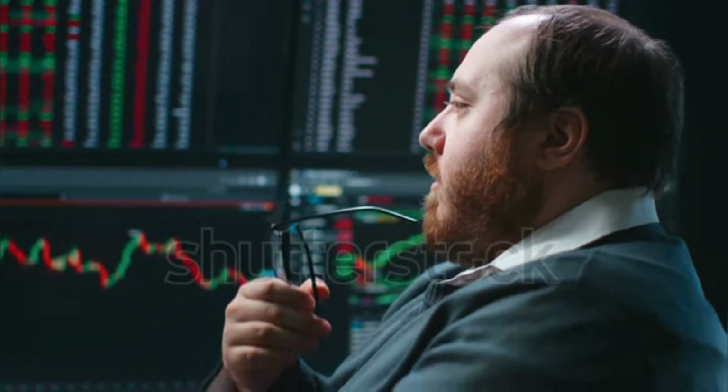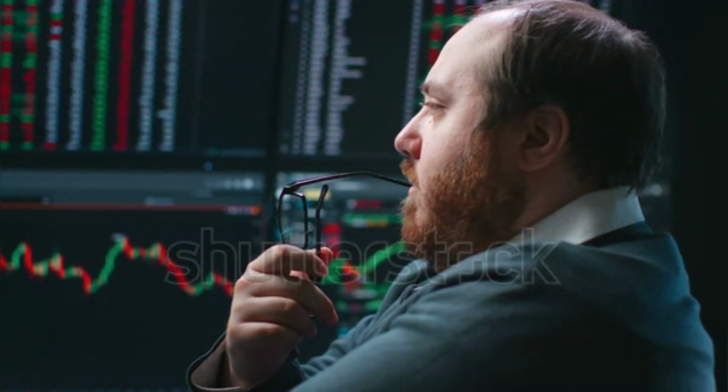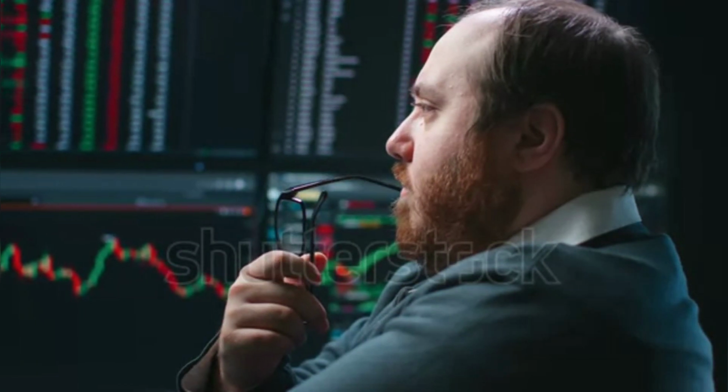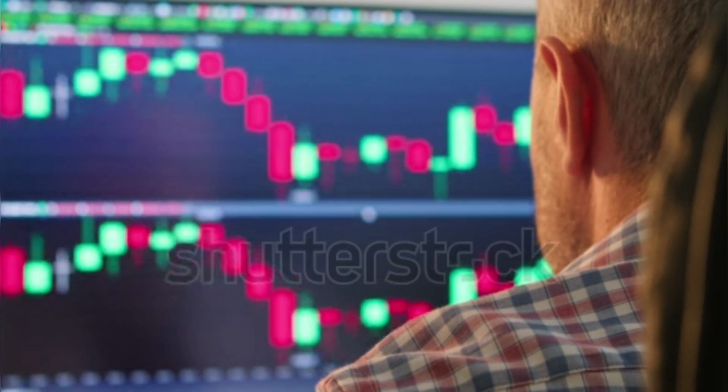It's a calculated move based on structure, confirmation, timing, and risk control. Key takeaway: if your entry isn't planned, confirmed, and protected, it's not a trade, it's a gamble.